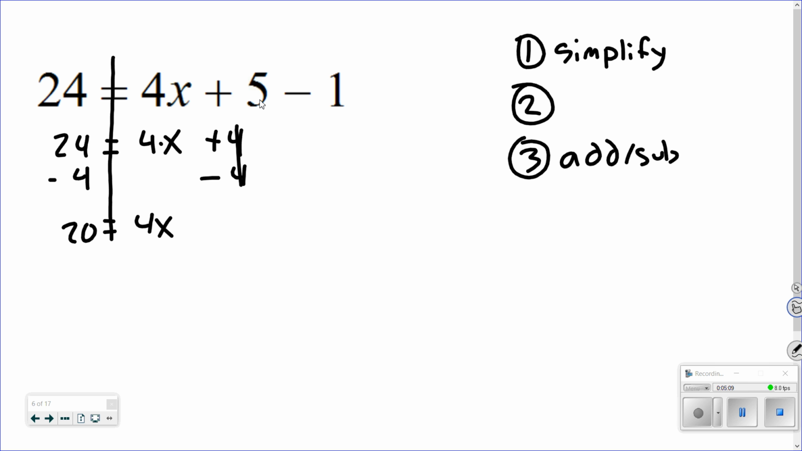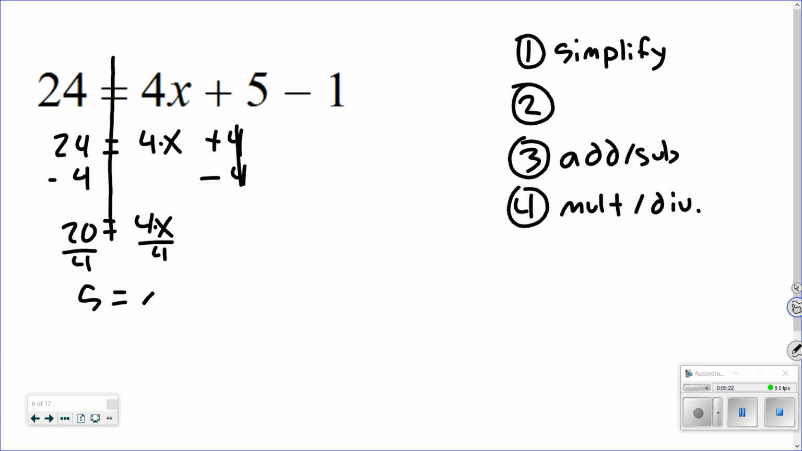Okay, we're all the way down to here. Now 4 times x, the last thing is we're going to multiply or divide. So I'm going to divide by 4, so 5. So it looks like my solution is 5.